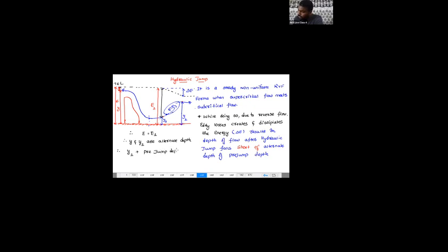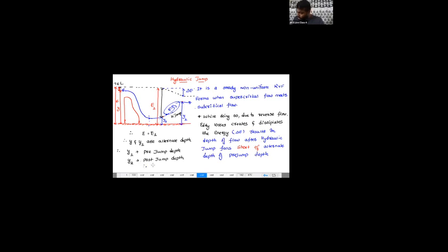So before the jump, whatever the depth, this is nothing but hydraulic jump, okay? And where y2 is post-jump depth. And y is nothing but an alternate depth of the pre-jump depth. So whatever the depth of flow after hydraulic jump, which is nothing but y2, falls short of the alternate depth of the pre-jump depth. So what is the pre-jump depth? y1. What is the alternate depth of that one? y.